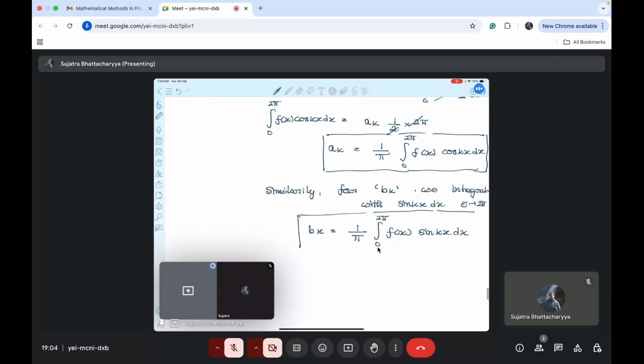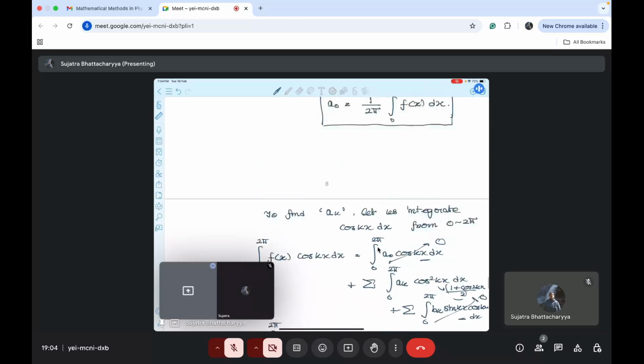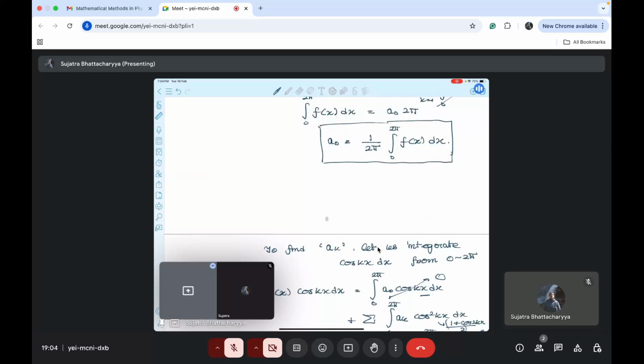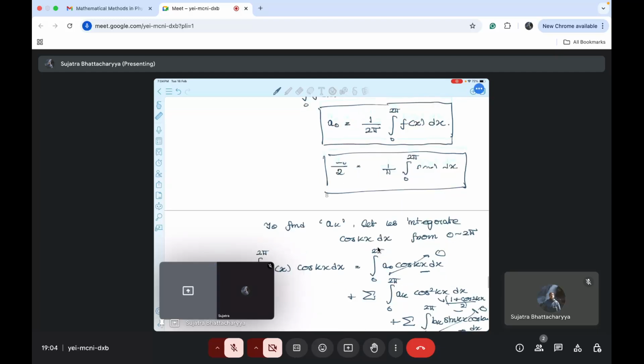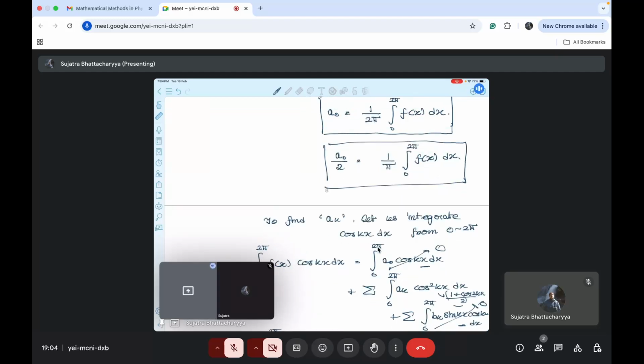This is the expression. So the one thing to note is that for a_k and b_k, just before the integral you have 1 by pi. But in case of a naught, you'll see this is 1 by 2 pi. That's why we define a naught by 2, and hence we can write this as 1 by pi times the integral from 0 to 2 pi of f(x) dx. Okay, this is how we write. And that's why in the beginning we write a naught by 2. Okay, so this is important.